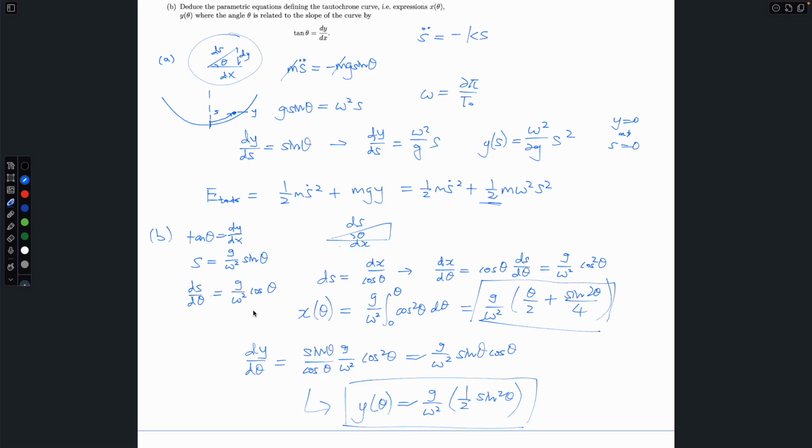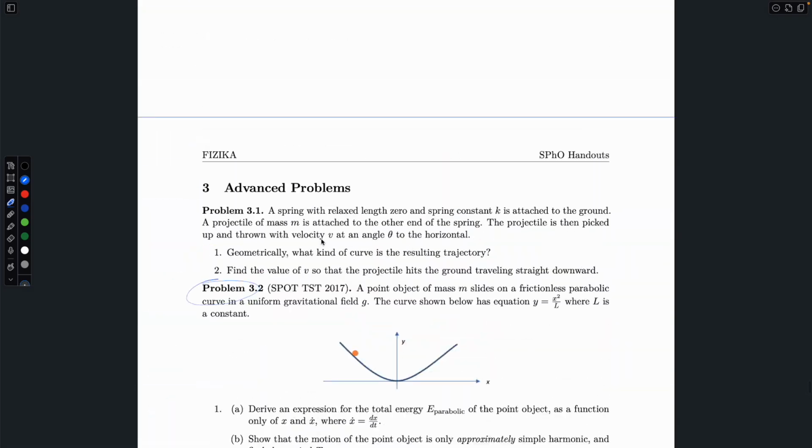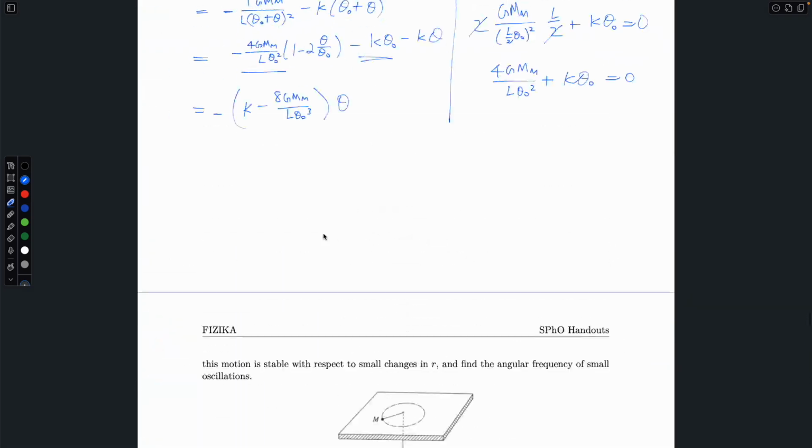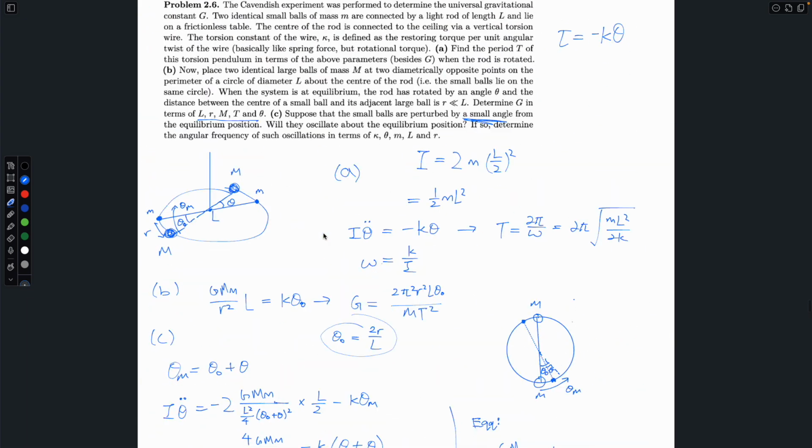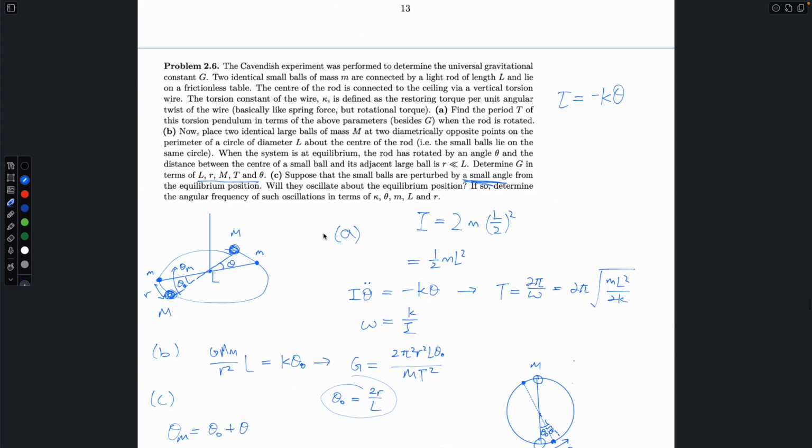I will rewrite the answer for the Cavendish one. That one I think I didn't do a good job explaining it. So I will try to rewrite something for you guys.